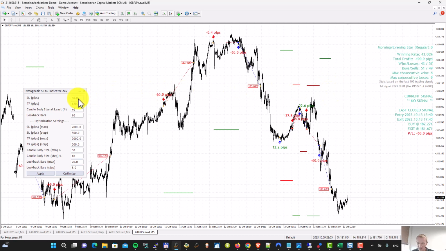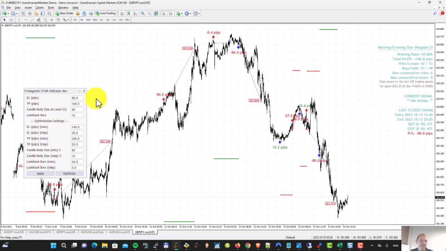So now I'm going to set this up really quickly to do fine tuning automatically, and I'm going to explain what's happening. Okay, so I have set the settings. This is how it's going to work. We will test all stop loss variations from 80 to 140 with a step of 20. It means 80, 100, 120, 140. We'll also test take profit from 160 until 200 with a step of 20. So that is 160, 180, 200. And the same for the other parameters.